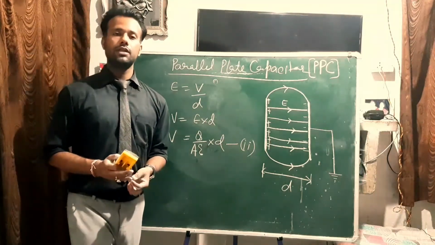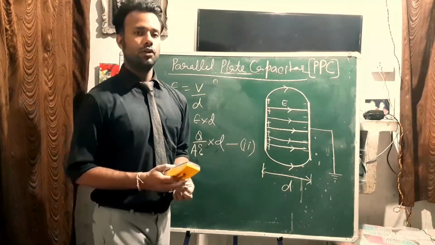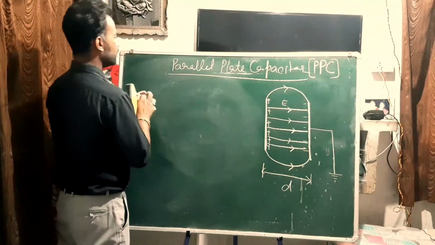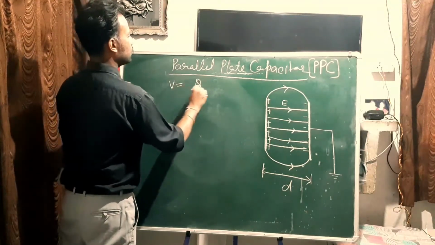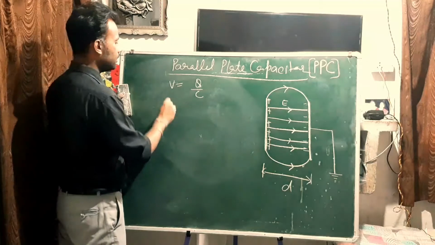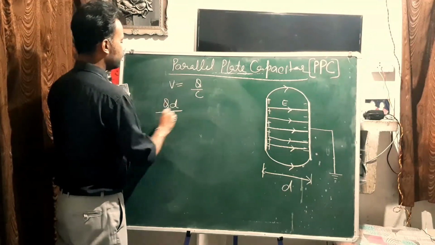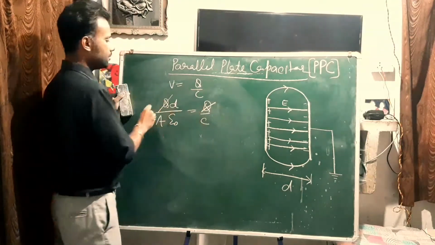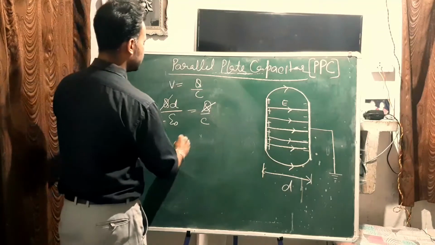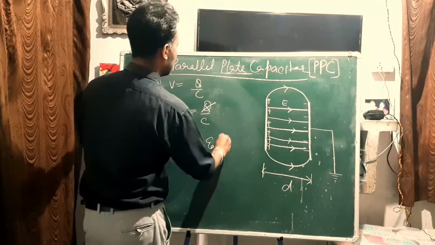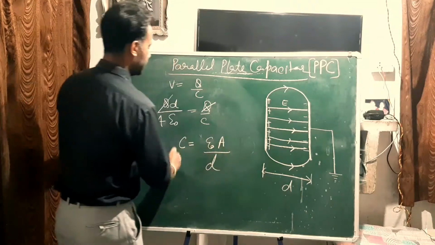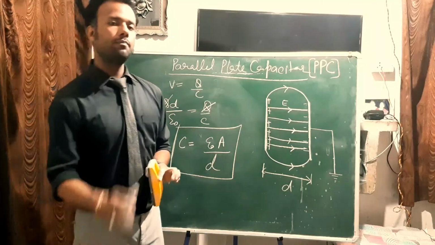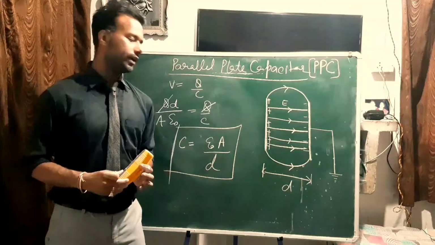Now what is the third step? The third step is to apply the formula V equals to Q by C. So we know that V is equal to Q by C, and what is the value of V? That was QD upon A epsilon naught equals to Q by C. So Q has been cancelled, and C becomes epsilon naught A by D. So this is the formula of the capacitance of a parallel plate capacitor, right?